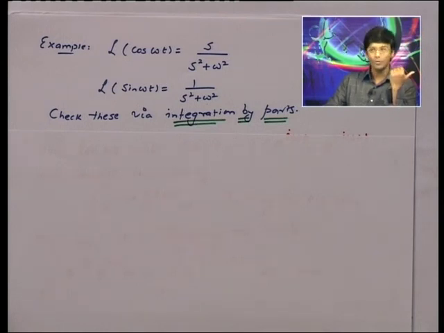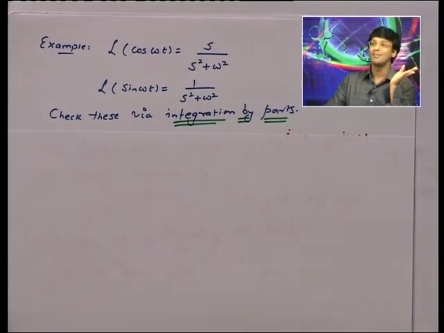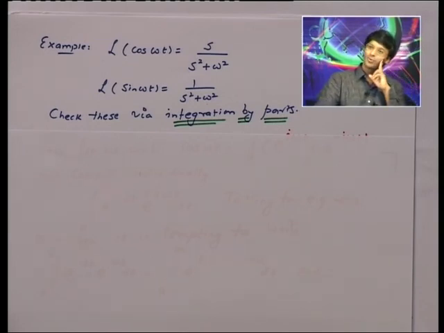What is Laplace of cos omega t? Integral 0 to infinity e to the power minus st cos omega t dt. Laplace of sin omega t is integral 0 to infinity e to the power minus st sin omega t. These two integrals can be calculated using method of integration by parts, correct. The formula comes out s upon s squared plus omega squared, 1 over s squared plus omega squared.